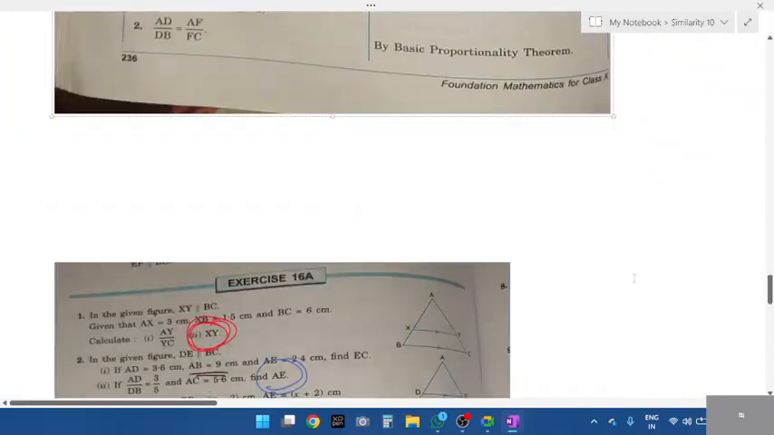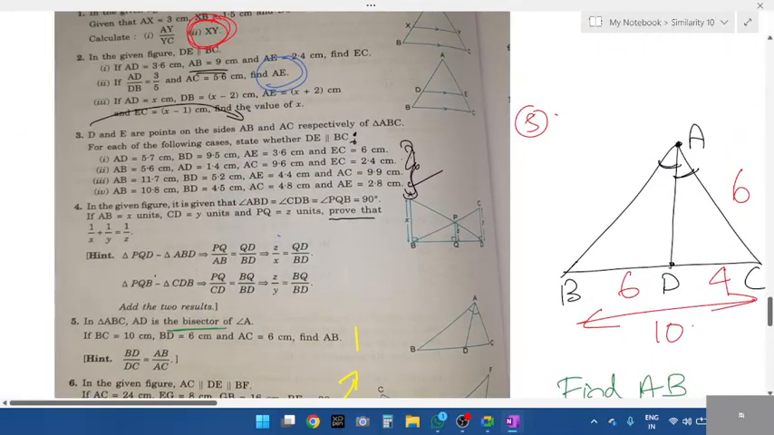Okay. Next, before solving these questions, how many questions did we complete? Three questions done, right? We completed the third one and the fifth one. Okay, once again, I'll quickly teach you all.